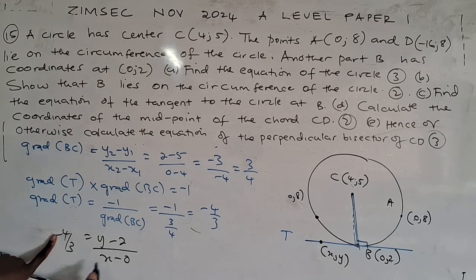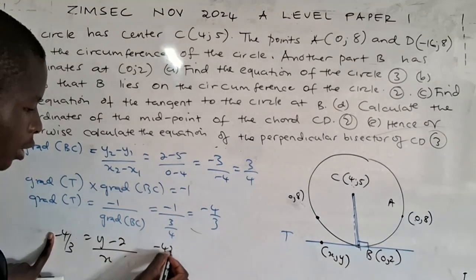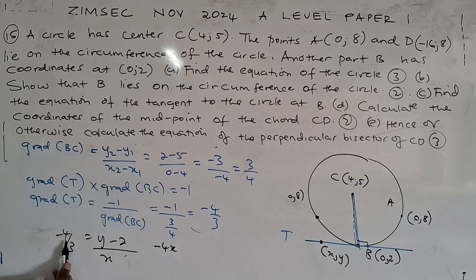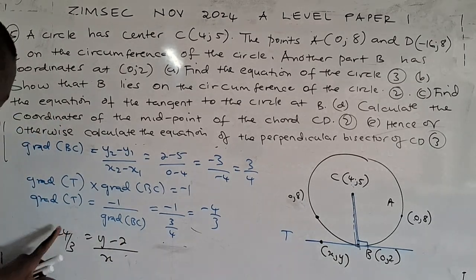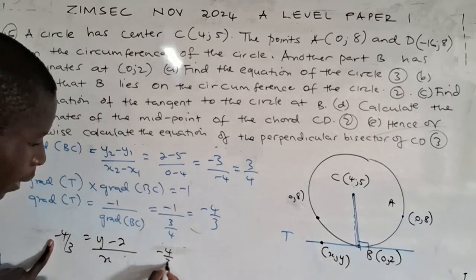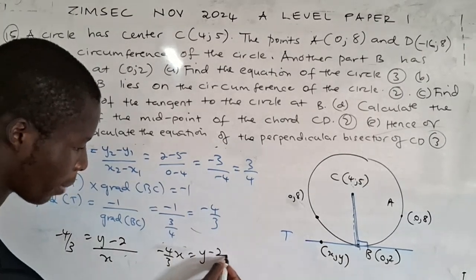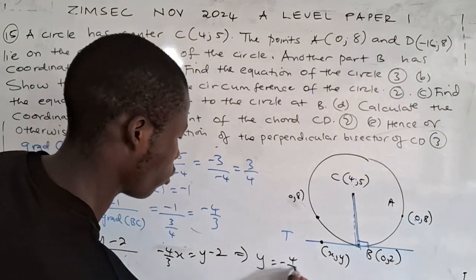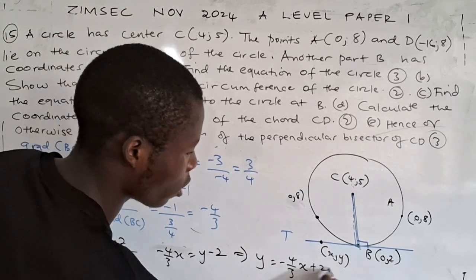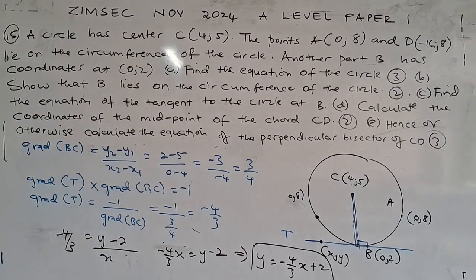Now if you check x minus 0, what is the answer? This is nothing but x. Now you have negative 4 by 3, cross multiplication. Negative 4 by 3 multiplied by x is negative 4 by 3x, which is equal to y minus 2, which means y is equal to negative 4 by 3x plus 2. So negative 4 by 3x plus 2 is equal to y.